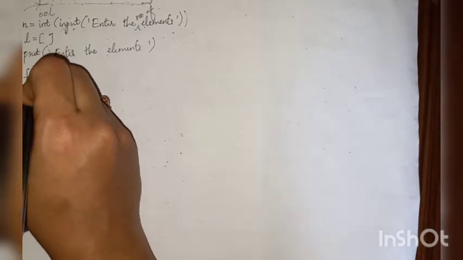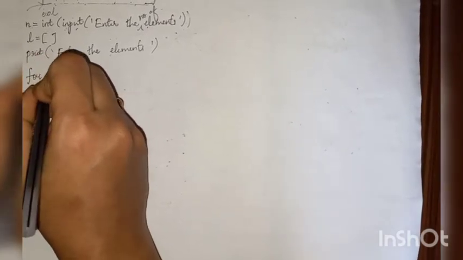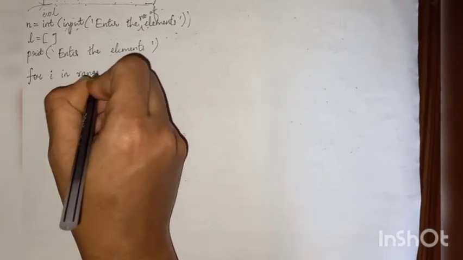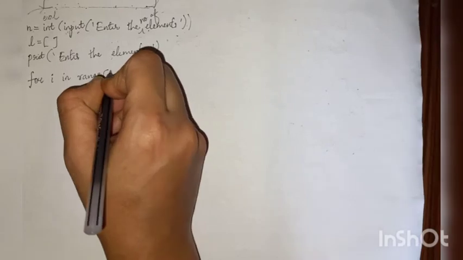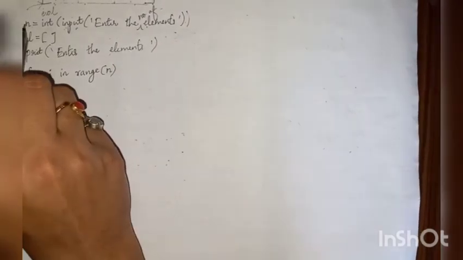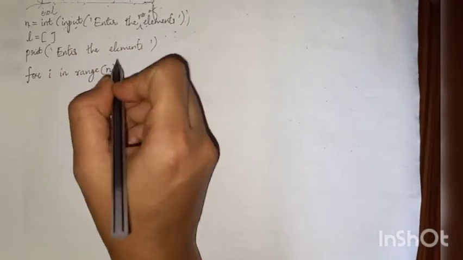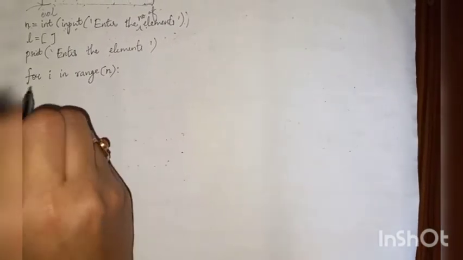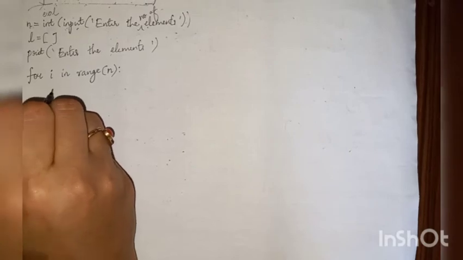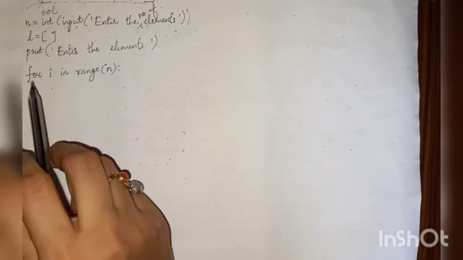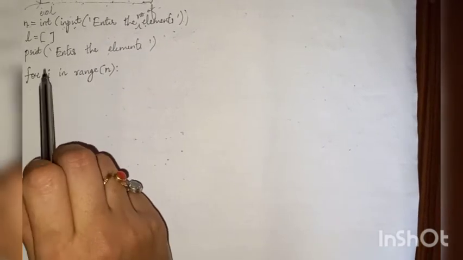So here we are using a for loop. For i in range, the parameter of the range function is n, because we have to iterate the loop how many times? N times, because n elements are there. Colon, then some indentation is given. Then in the for loop we have to enter some values.